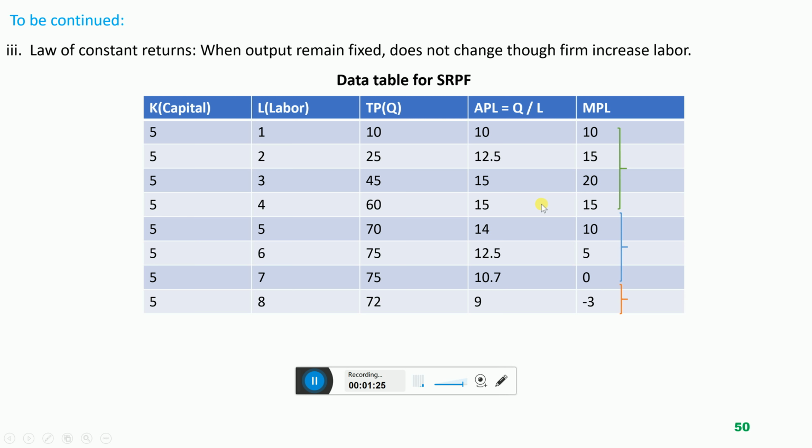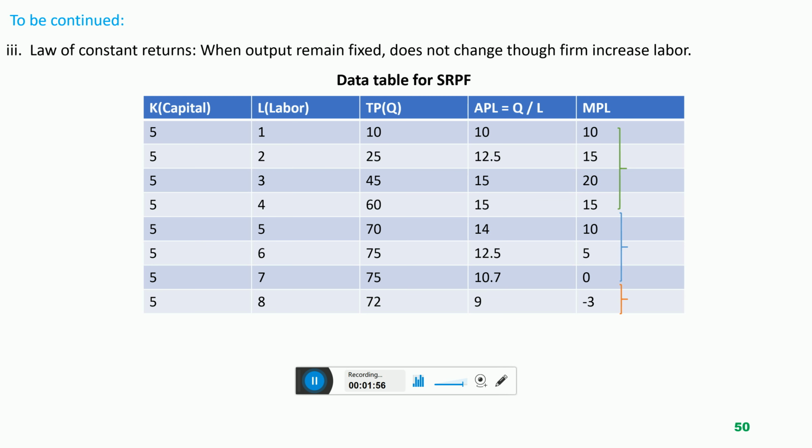So first stage of production is starting from first to the fourth labor, and the total output produced is 60 in the first stage of production, and the point at which both APL and MPL are equal is the end point of the first stage of production. Now the question is whether this first stage of production is good for the company or not good for the company.